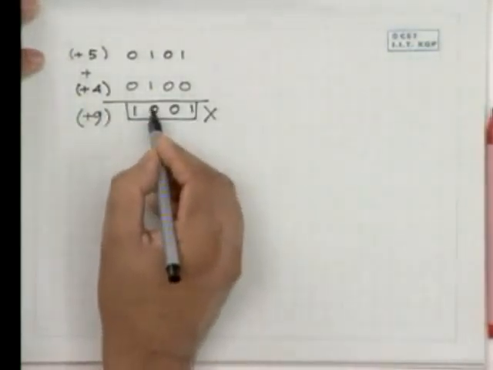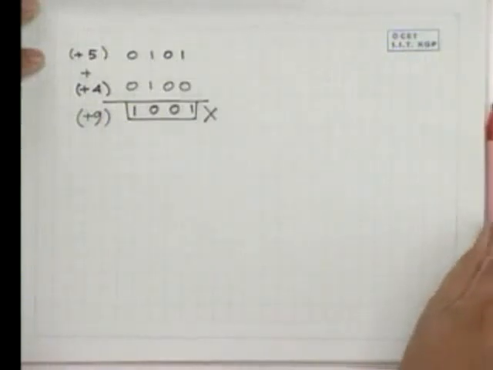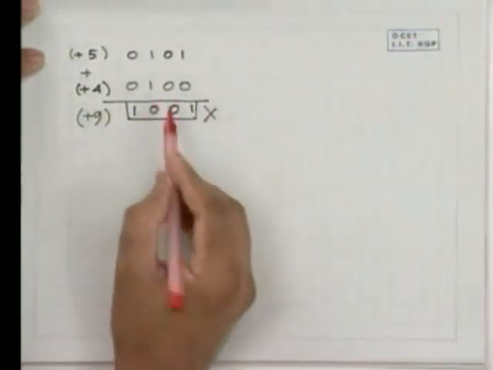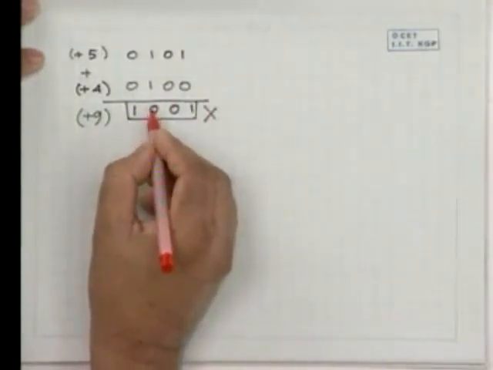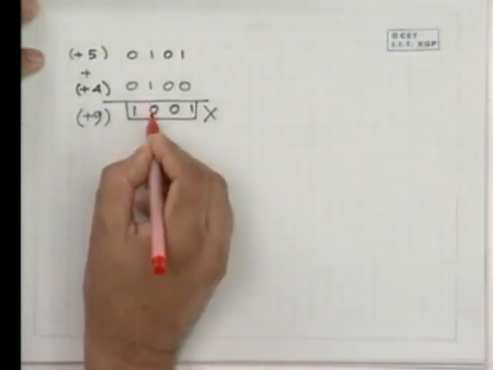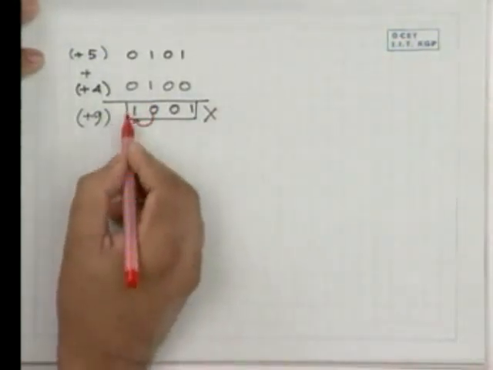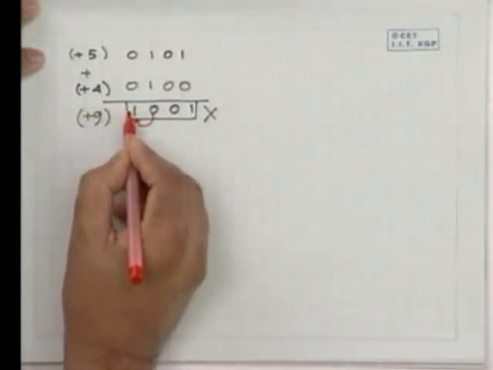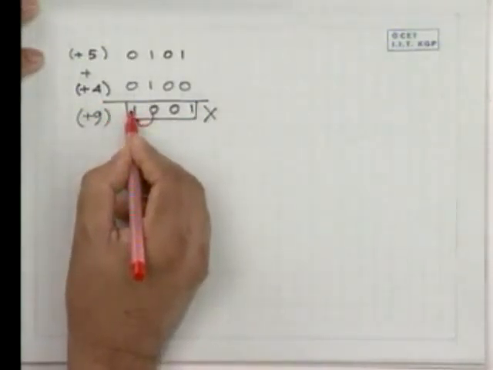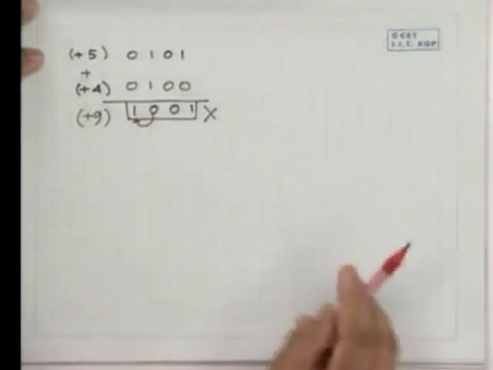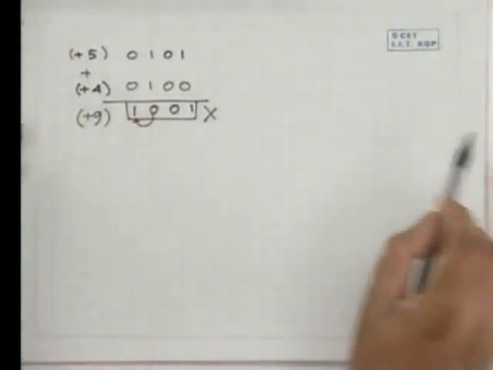Okay? Therefore, this is a wrong result. The situation is, just mark one thing, that in this case a carry has emerged from here and has entered over to here, but there is no carry that comes out of the sign bit position, that means the most significant bit position.